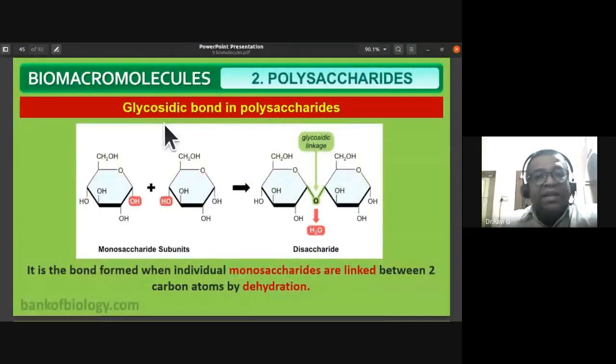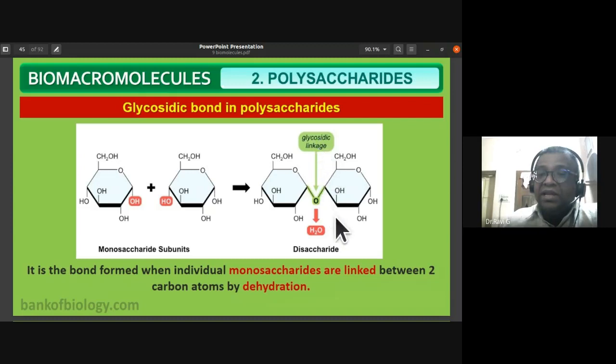Now the glycosidic bonds in polysaccharides, you can notice. Two monosaccharide subunits are there, and they have this OH group. So two monosaccharide subunits, monomers, combine to form the glycosidic linkage. They lose an OH from both these monomers, lose a molecule of water, and form a glycosidic linkage. So the oxygen is linking them.